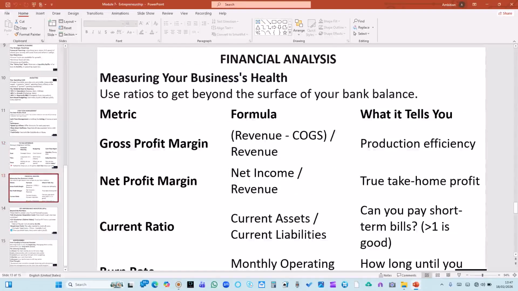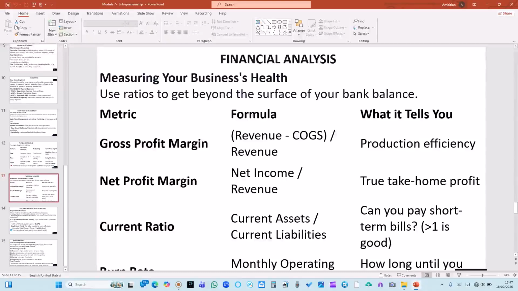Now let us look at financial analysis, which is measuring your business health financially. We use ratios to get beyond the surface of your bank balance. The metrics are: one, gross profit margin. The formula for calculating gross profit margin is your total revenue minus expenses, divided by revenue.